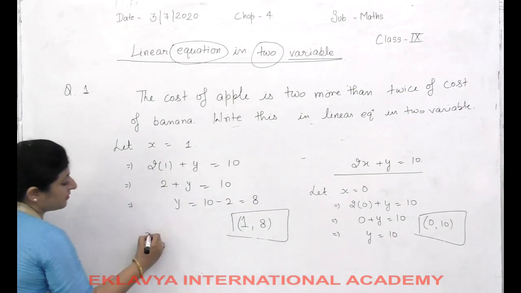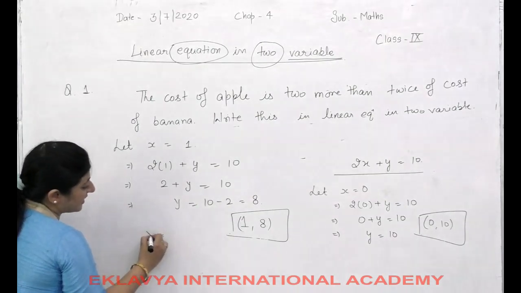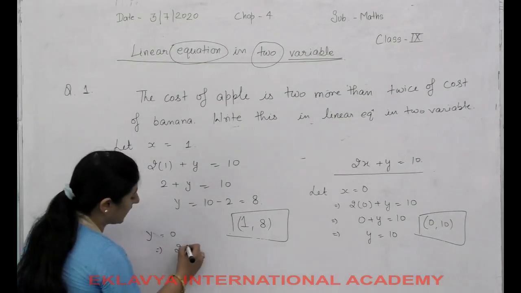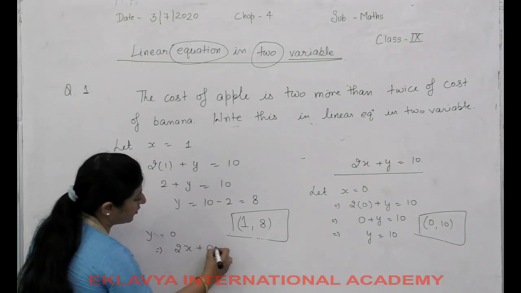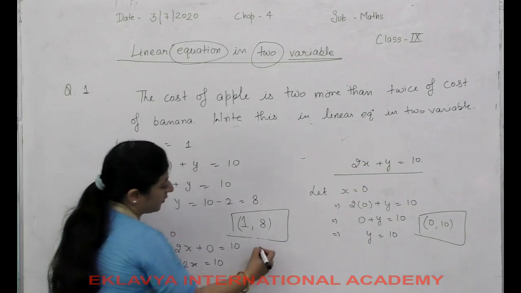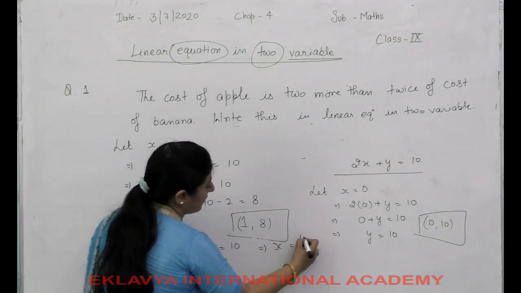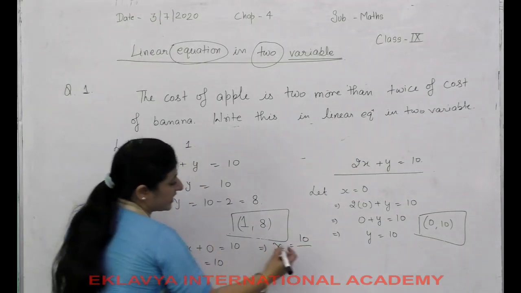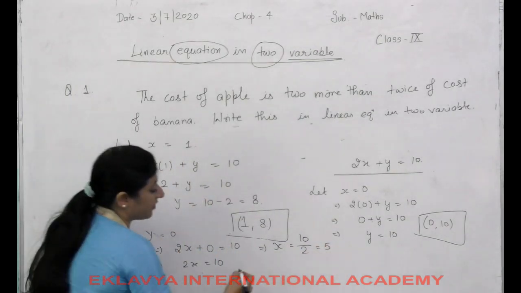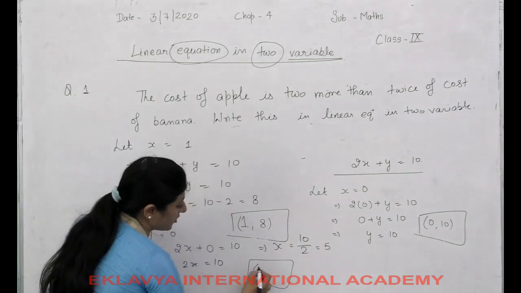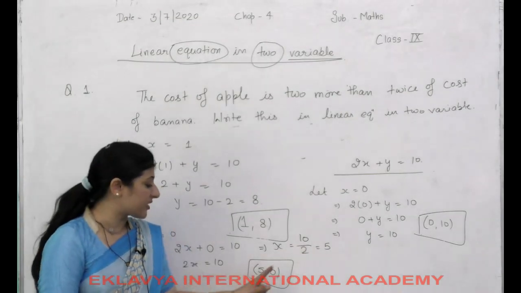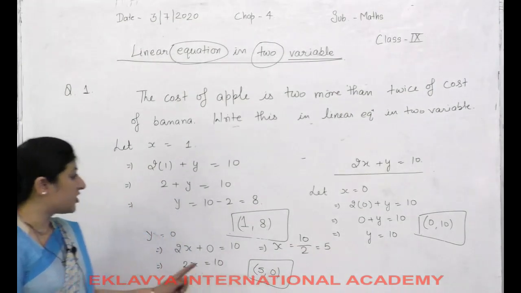Now the third solution. Suppose I put y is equal to 0. Then it becomes 2 multiplied by x plus y value 0 is equal to 10, then 2x is equal to 10. You already know how to solve it. Here 2 is in multiplication, so it comes to the other side in division, so x is equal to 5. Then the third solution is 5, 0. Always write the value of x first: 5, 0.